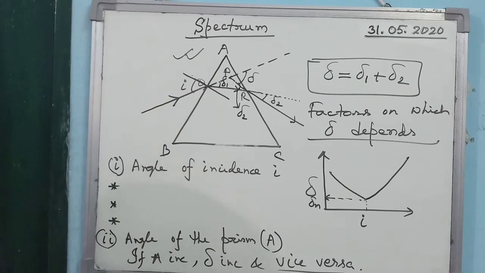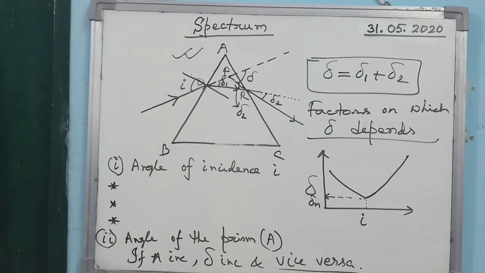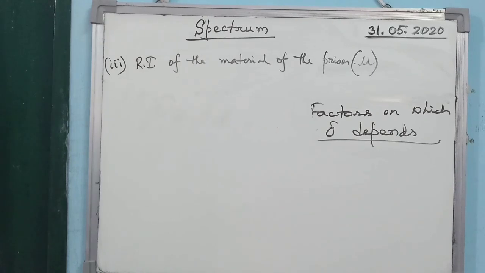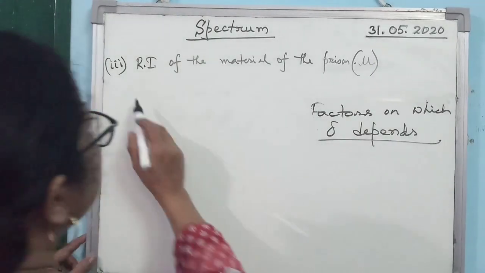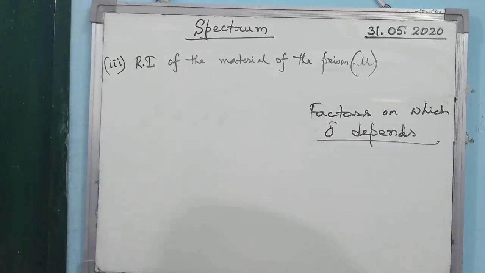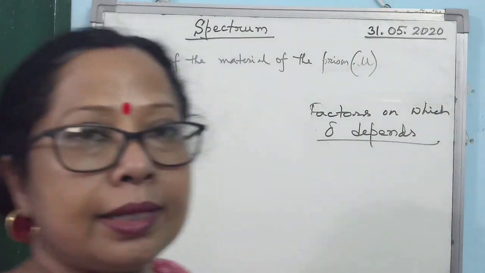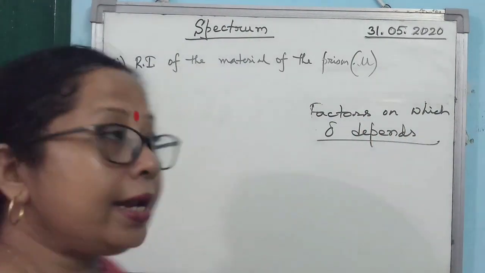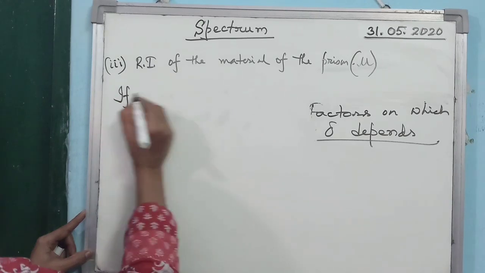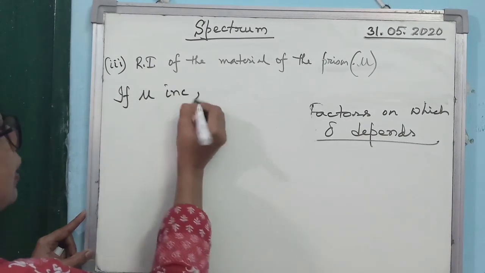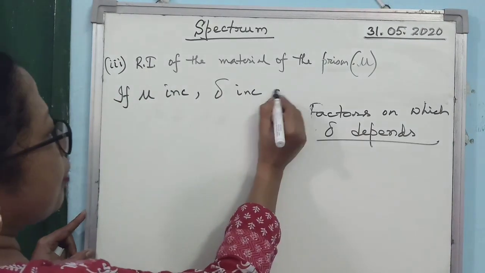So, this is the second factor on which angle of deviation depends. The third factor on which delta depends is the refractive index of the material of the prism. Let us denote it mu. So, if mu increases, then delta increases and vice versa.